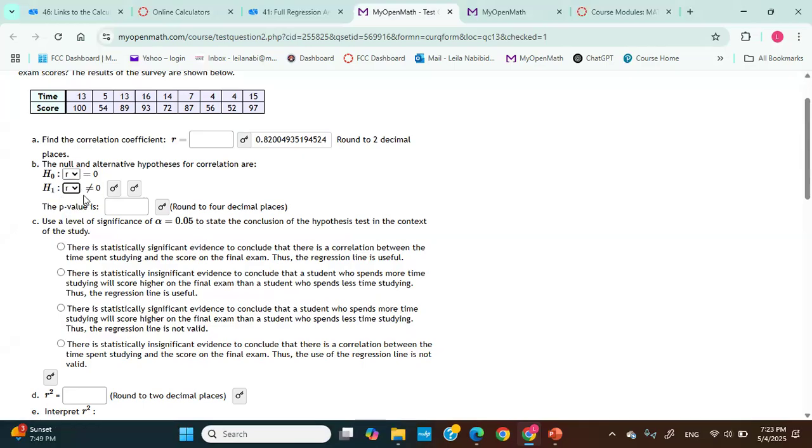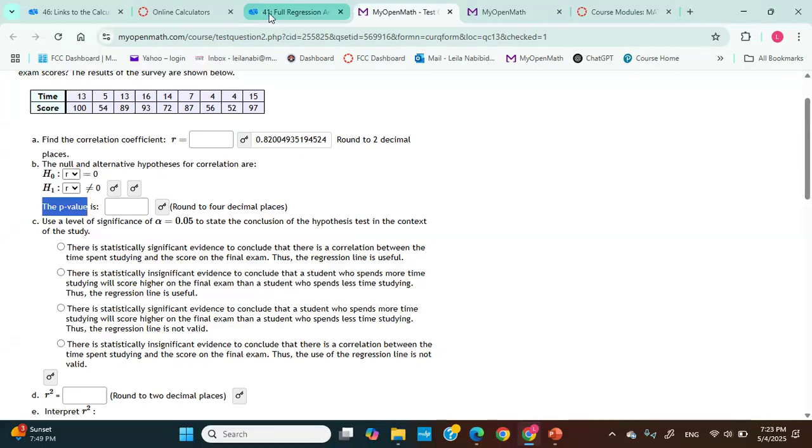And we always put the not equal sign for the alternative and the equal sign for the null. So the null says R is equal to 0, which means there is no correlation. And the alternative says that R must be not equal to 0, which means there is a correlation. There is a significant correlation. Now it's asking you to find a p-value.